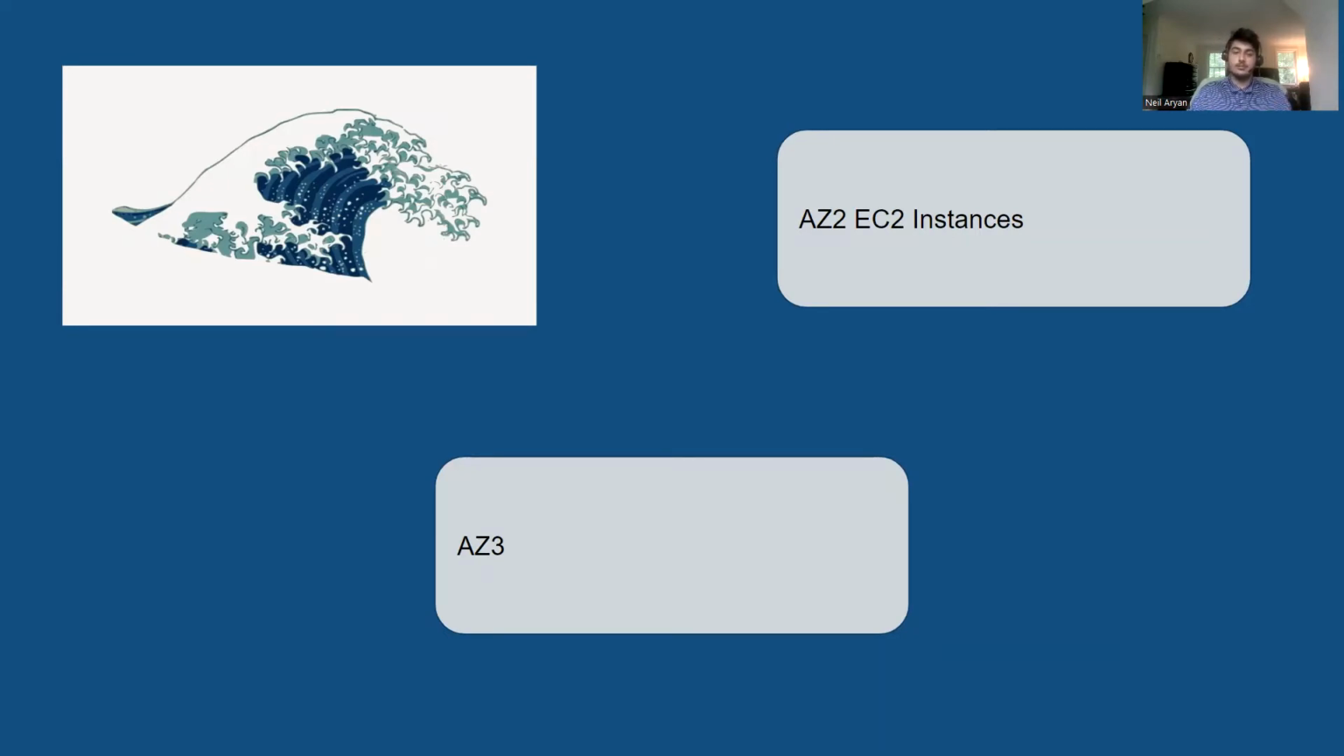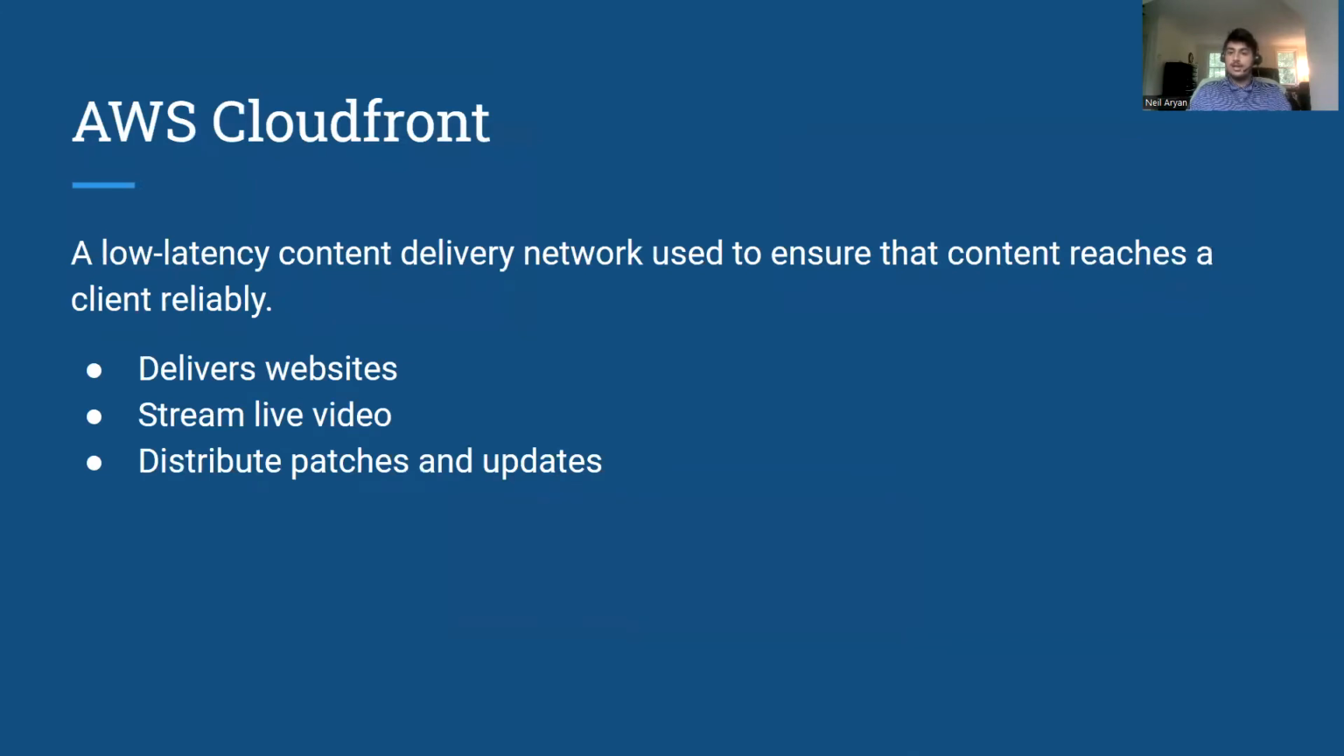Now let's talk about CloudFront. Whenever you see CloudFront, you need to think content delivery network or content delivery service. And whenever you see content delivery network, you want to think CloudFront. These usually come hand in hand in the examination, and whenever there's a question asking about a content delivery network, 9 times out of 10, it's going to be AWS CloudFront. And this CloudFront exists to ensure that content reaches a client reliably with low latency.